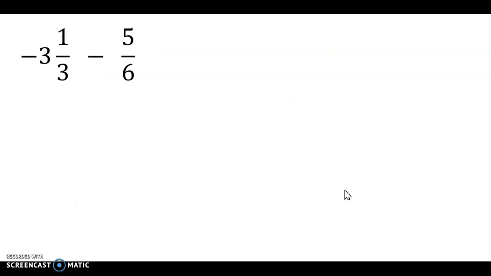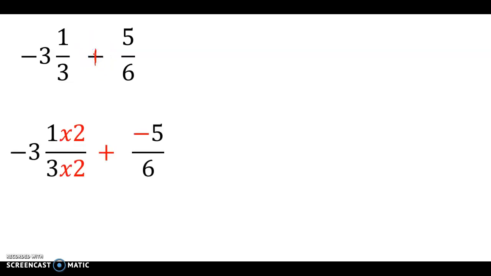Okay, so looking at this one, we're going to go ahead and change this to addition. You're going to make your two little marks. It's going to become plus, and this one becomes a negative. So see down here, we have the positive and negative 5/6. Then you want to do a common denominator, which is 6. So we get negative 3 and 2 over 6 plus negative 5 over 6.